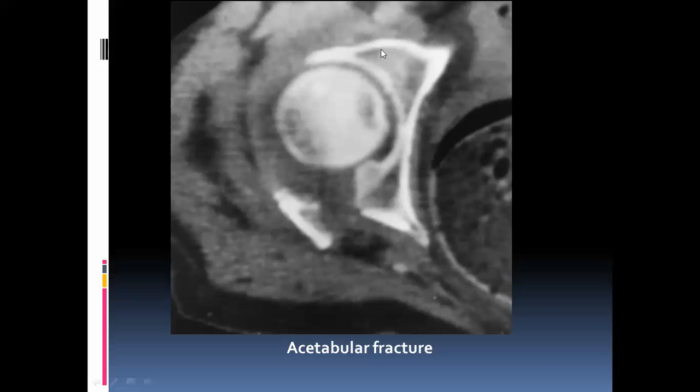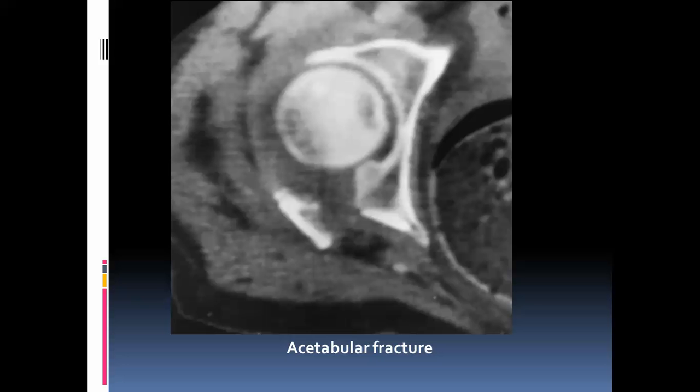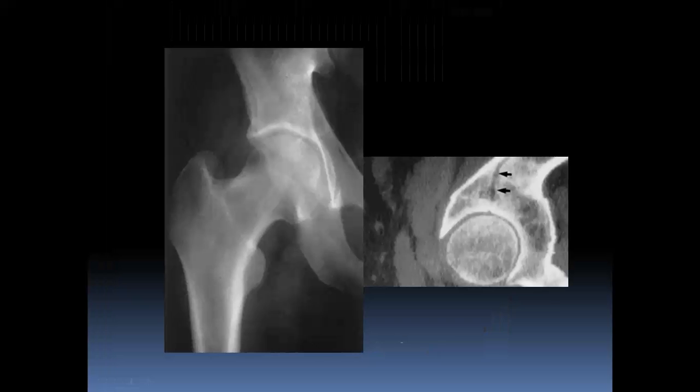Now here the acetabular fracture involving the rim and the posterior corner or the posterior mass and its rim. Acetabular fracture. Acetabular fracture without displacement. Acetabular fracture interrupting the teardrop.